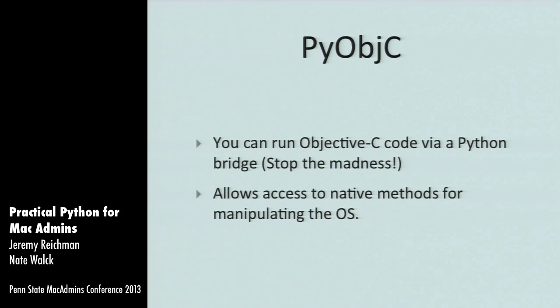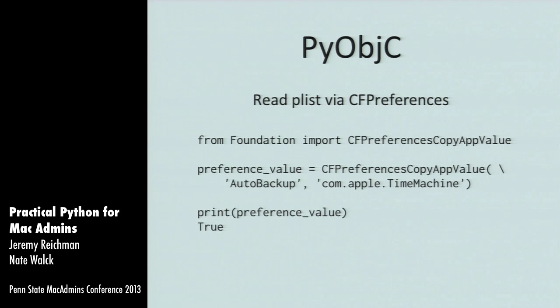I can see the next slide. So, I'm sure this is technically wrong, and I'm sure someone will correct me on it. But you can run Objective-C-esque code in Python via a bridge. There's a bridge built into OS X that translates between the two. It allows you to access native methods for manipulating OS X, which can be very handy. I'll give you a really good example. This is something that Munki actually uses to read its own preferences.